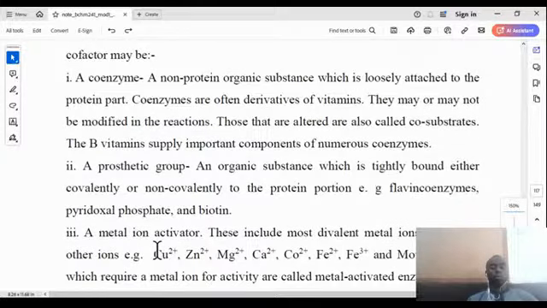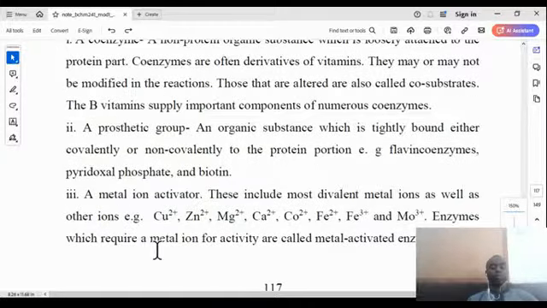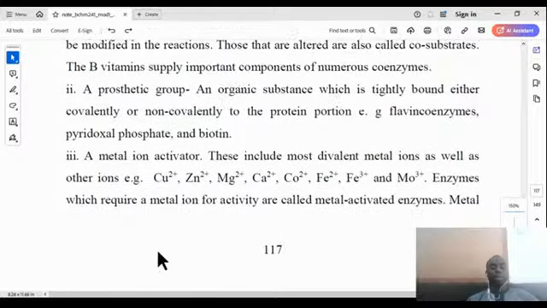The third category of cofactor is the metal ion activator. This includes most divalent ions as well as other ions, e.g. copper, zinc, magnesium, calcium, and so on. So enzymes which require a metal ion for activity are called metal activated enzymes.